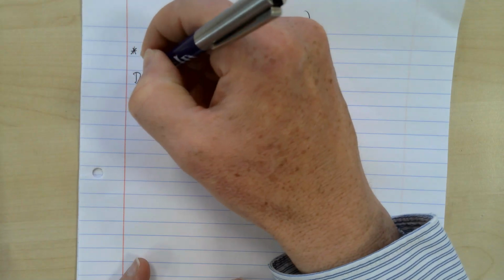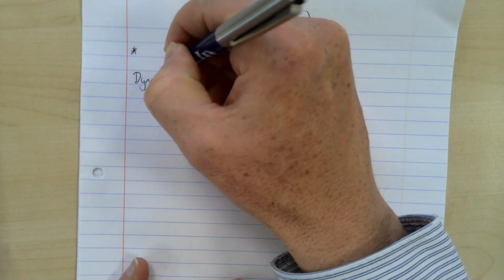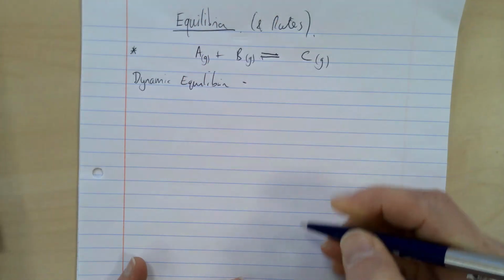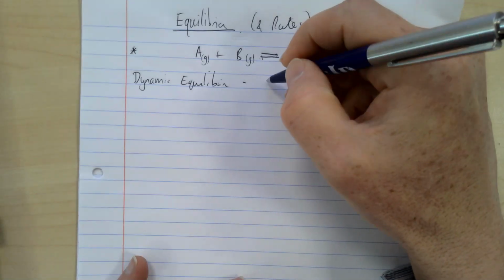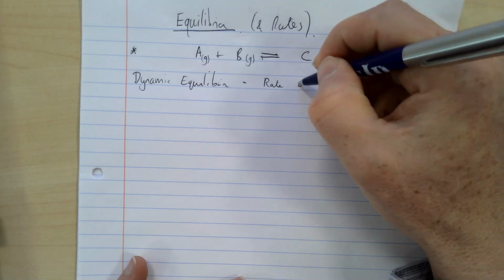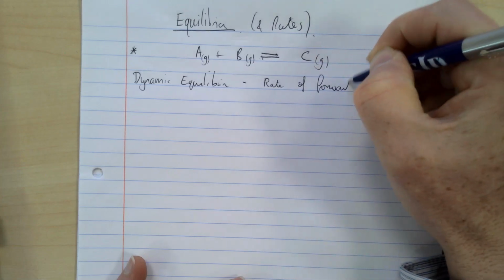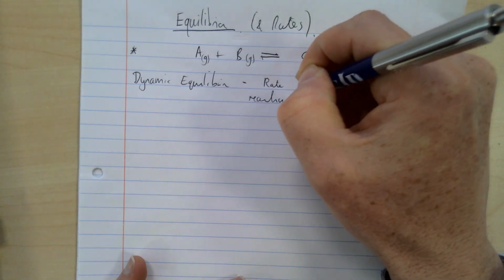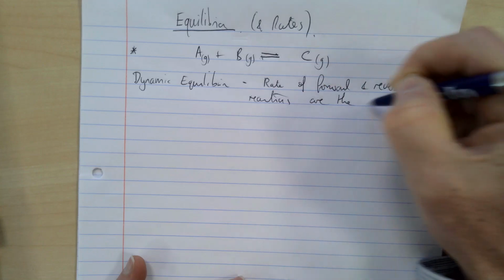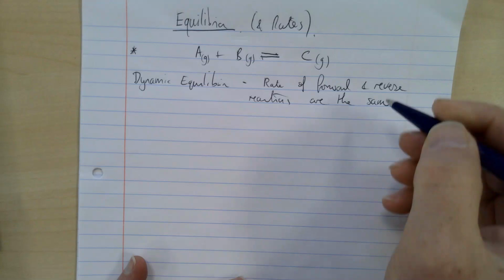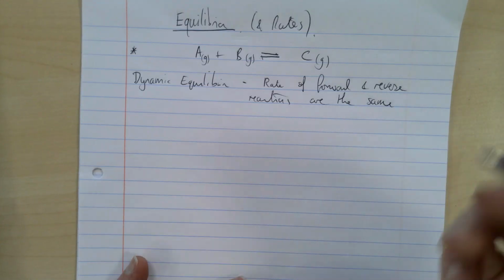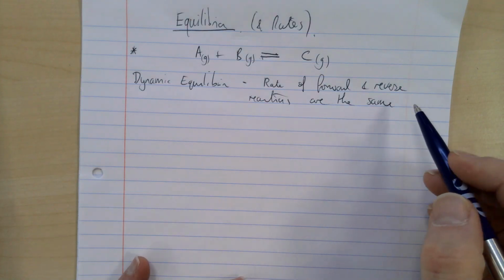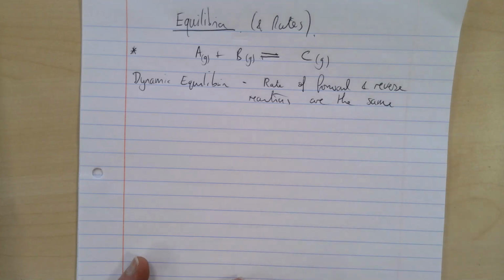So the definition of dynamic equilibrium should be on a flashcard, and it will be when the rate of the forward and reverse reactions are the same. And in that definition, you're making it clear you understand it's a reversible reaction. If you want to add that to your definition, say it's a reversible reaction when the rate of forward and reverse reactions are the same. You're kind of implying it by saying there's a reversible reaction there.